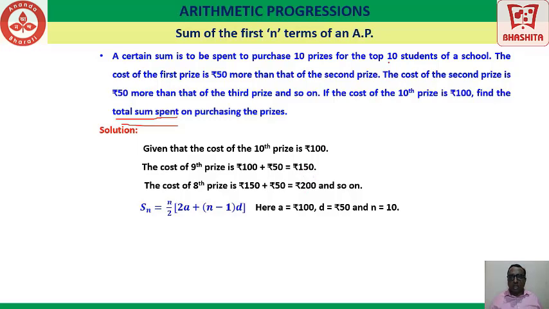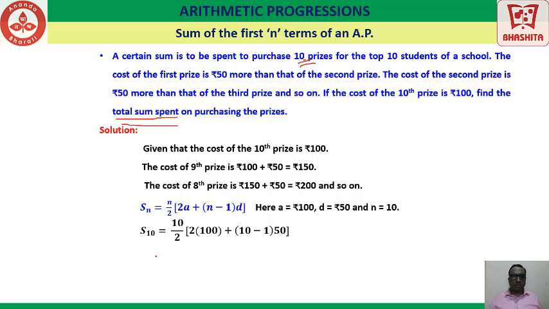Because the total number of prizes is 10, n equal to 10. So everything that is required for solving the problem is available. So A is 100, D is 50, n is 10. So n by 2 into 2a plus n minus 1 into D. So n by 2 would be what? 10 by 2 into 2a. 2a is what? 200. n minus 1 is 9. 9 into D. D is 50. So 9 into 50. Shall we write this? Yes. n by 2 is 10 by 2, 2 into 100 plus 10 minus 1 into 50.